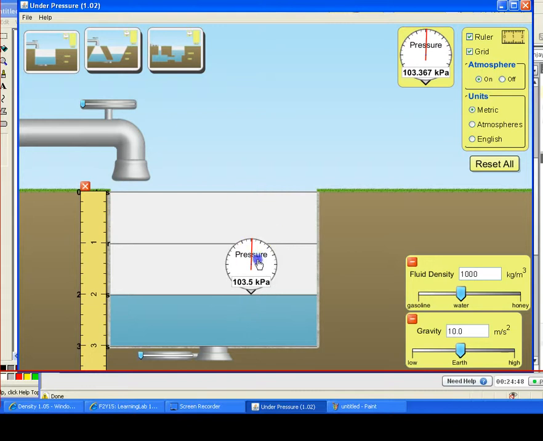So let's put this down. Let's look at the absolute bottom. How low can we go? And we get about 113.4 kilopascals. Yes, do we agree with that? That's the reading we get.